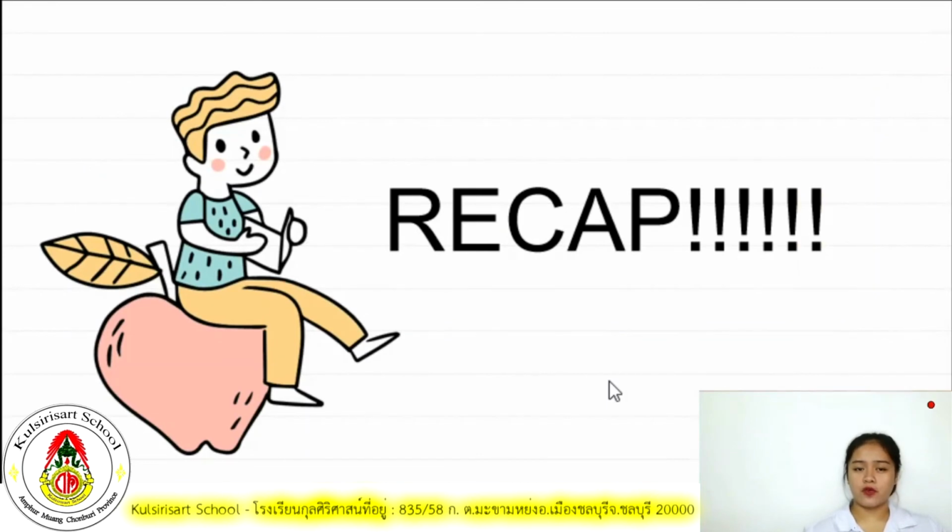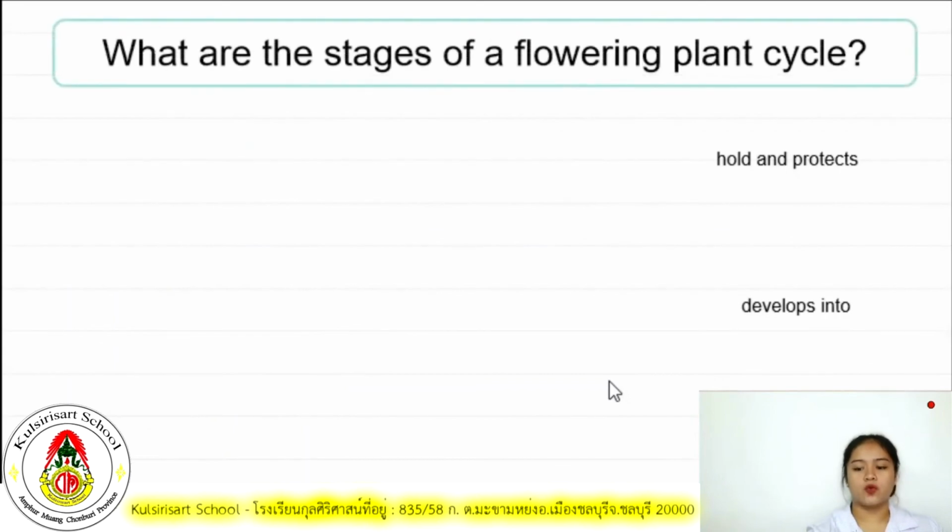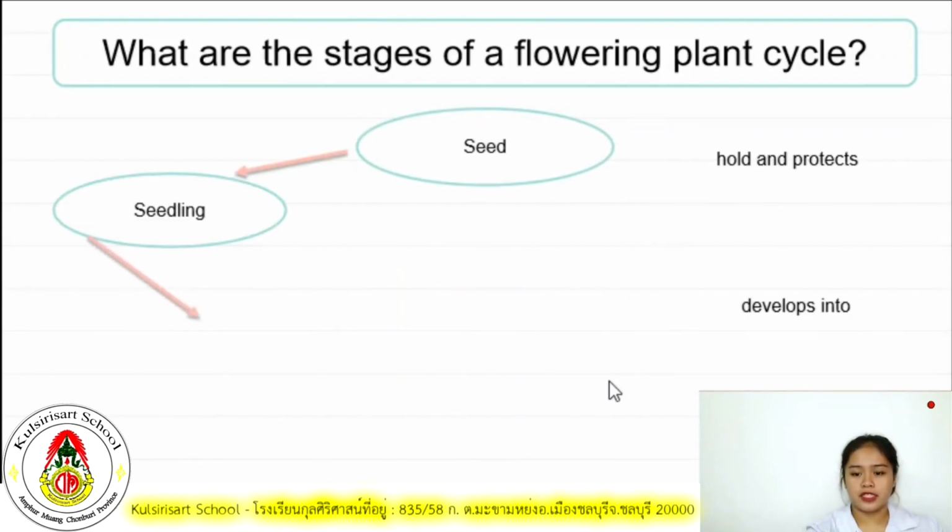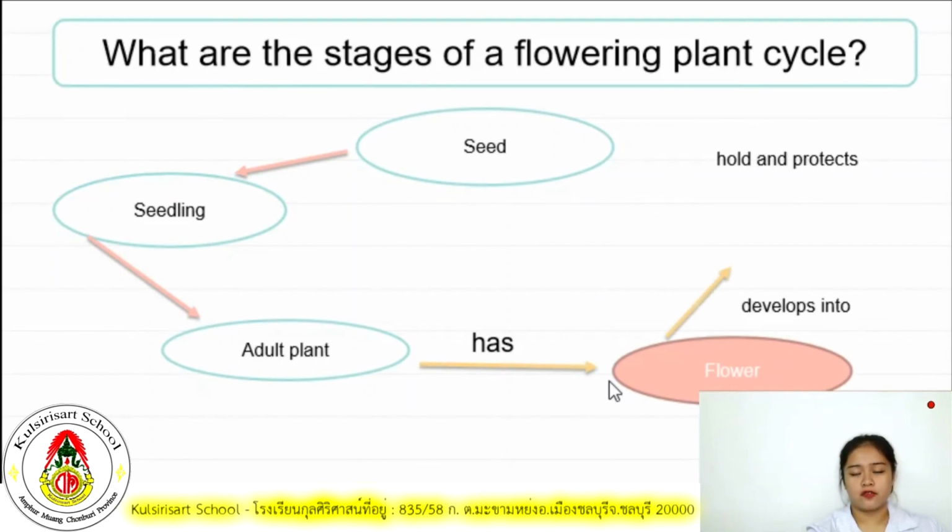Now, let's have a recap of what we have discussed. Okay, what are the stages of a flowering plant cycle? Did you still remember? Okay, the first stage is the seed. And after the seed, it germinates into a seedling. And after becoming a seedling, it will now become an adult plant. And the adult plant has a flower that develops into fruit, and fruit holds and protects the seed.